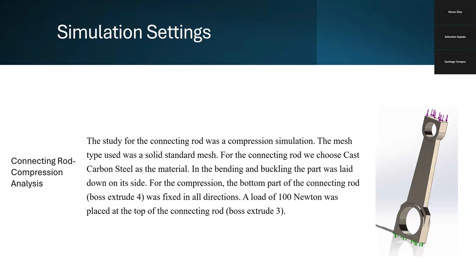The study for the connecting rod was a compression simulation. The mesh and the material were also solid standard mesh and cast carbon steel. In the bending and buckling part, the part was laid down on its sides. For the compression, the bottom part of the connecting rod was fixed in all directions. A load of 100 Newton was placed at the top of the connecting rod.